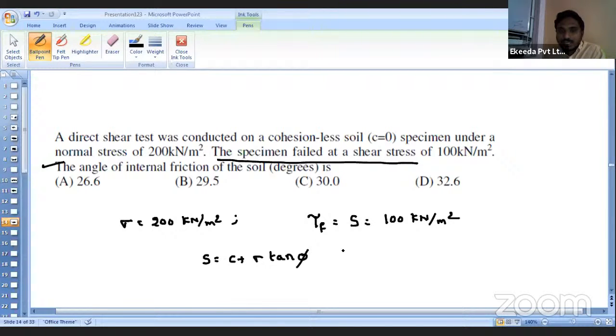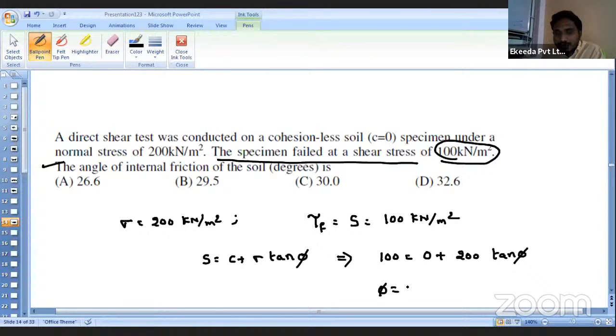That's it. They have directly given all the values, substitute in this equation. Only thing is that you should understand that this value is nothing but the shear strength of the soil. 100 will be equal to cohesion, they have already given it as 0, plus the sigma value they have given as 200 into tan phi. Then if you solve this, we will get the internal friction as around 26.6. It is a simple direct question just based on the direct equation from the direct shear test.